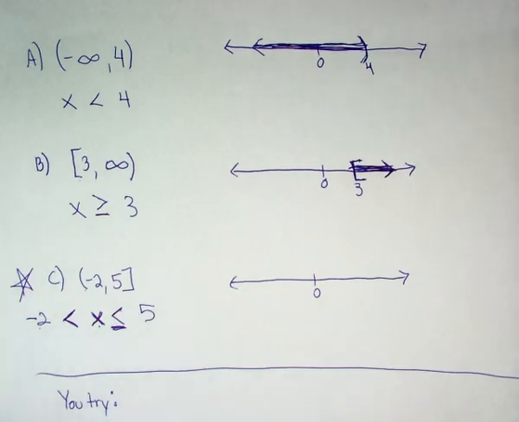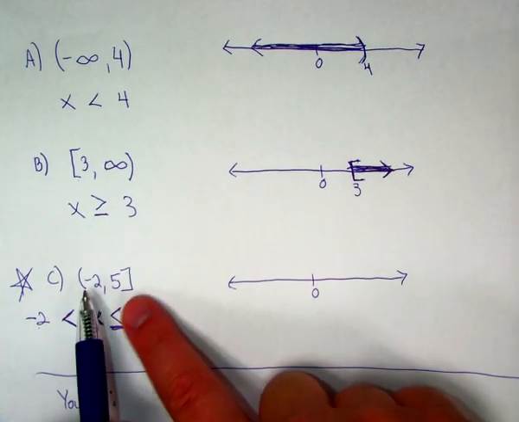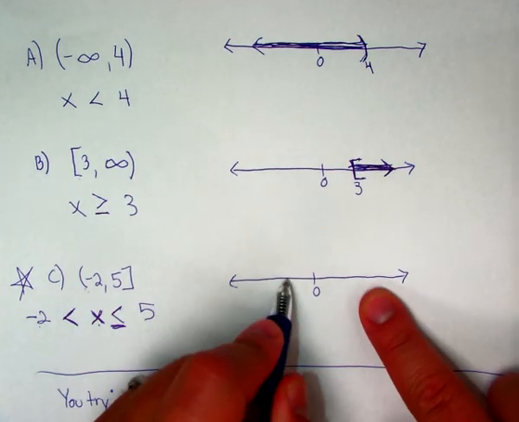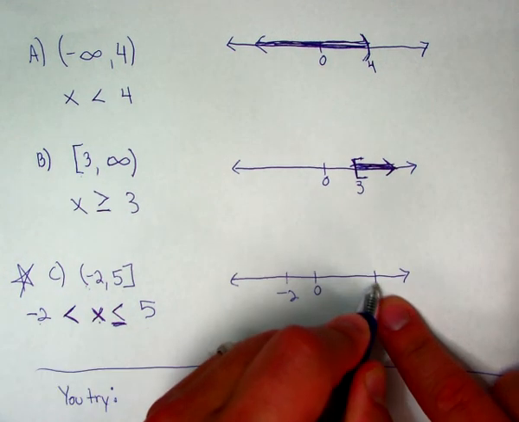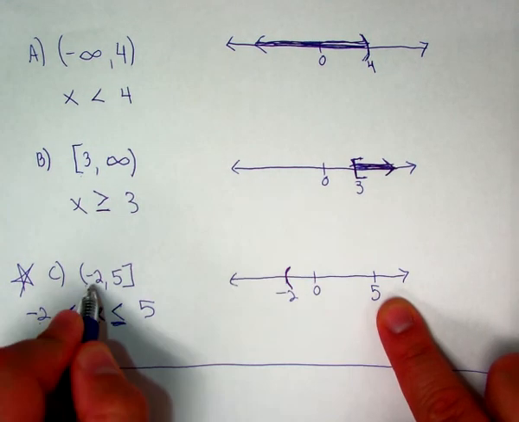Now, as far as doing the graph, basically we're going to take this and transfer it right over here to our graph. So we're going to put a negative 2 here, put a 5 on here. We're going to say parenthesis at the negative 2, and then a bracket at the 5.